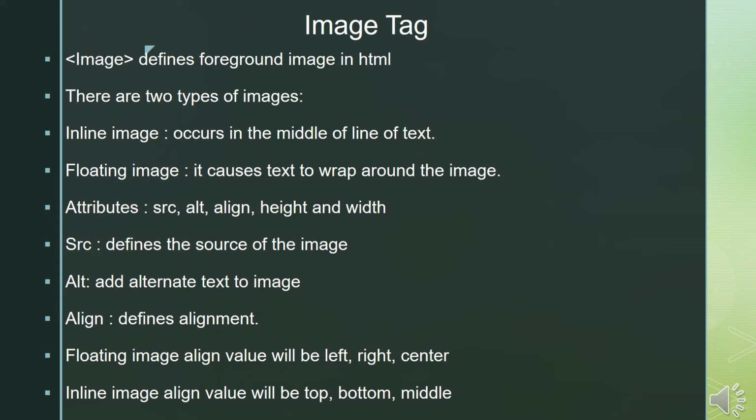There are two types of images which you can implement. One can be an inline image and the other can be a floating image. What is an inline image? An inline image occurs in the middle of a line of text. If an image is a large one, then the line becomes very tall. Whereas a floating image causes text to wrap around the image. The paragraph will be around the image for several lines if the image is large.